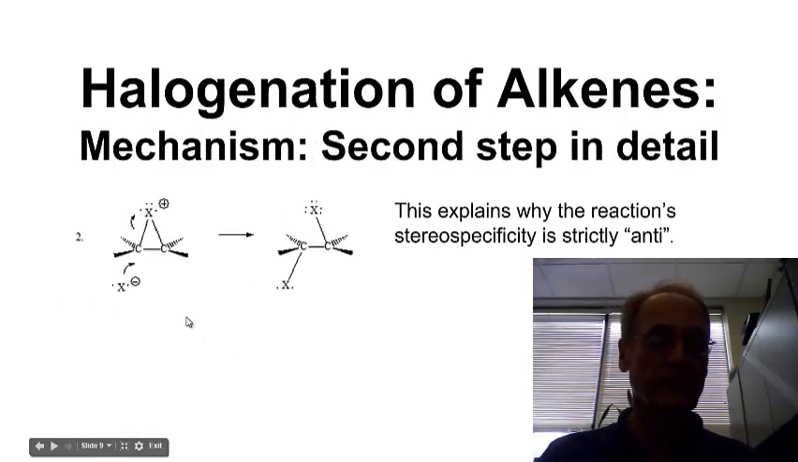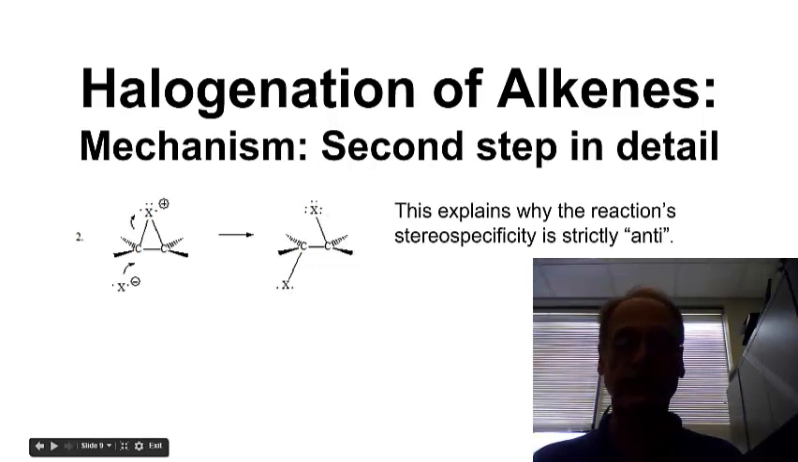And then in the second step, the second halide, the X minus, comes in, forms a bond here, breaks a bond here, and we end up with the dihalide anti, one halogen up and one halogen down. And this explains why the reaction stereospecificity is strictly anti.